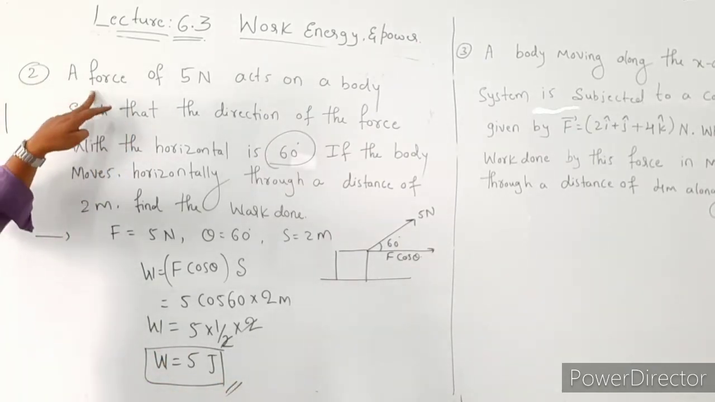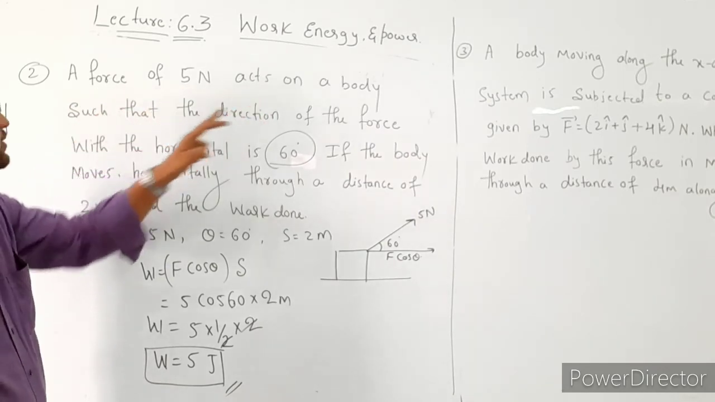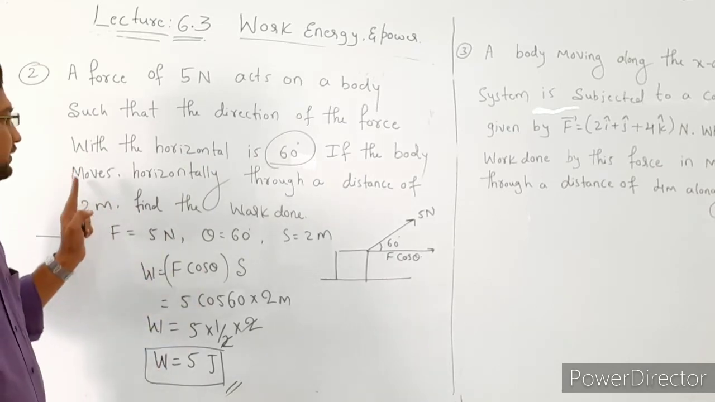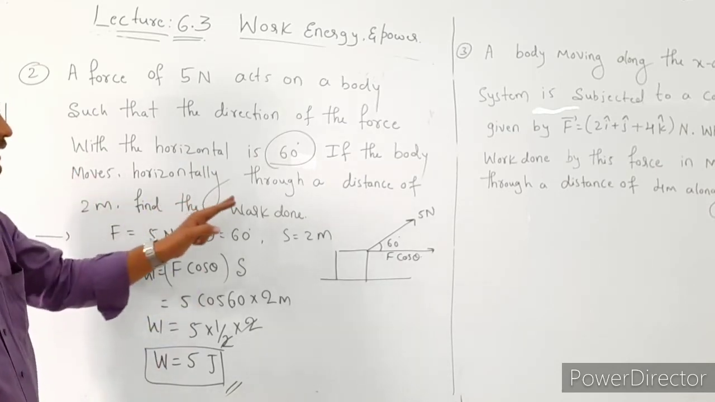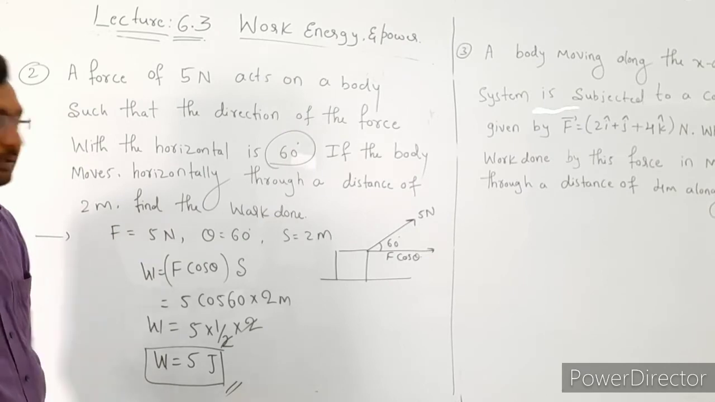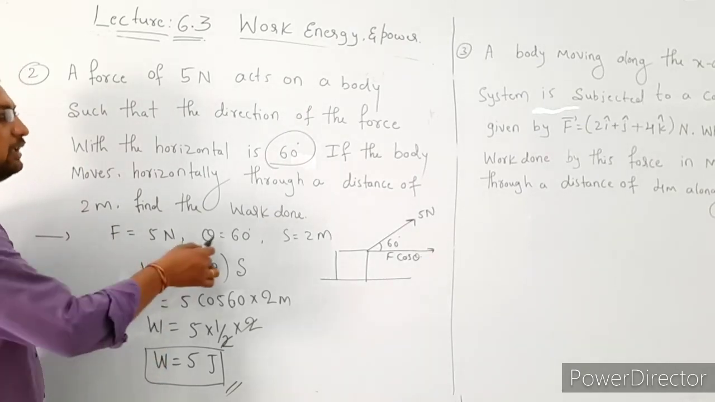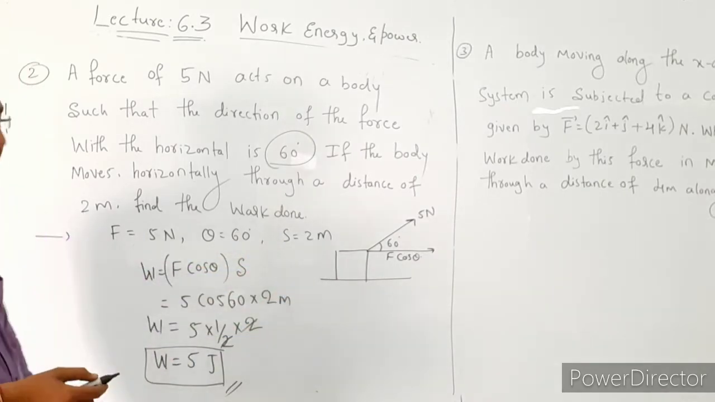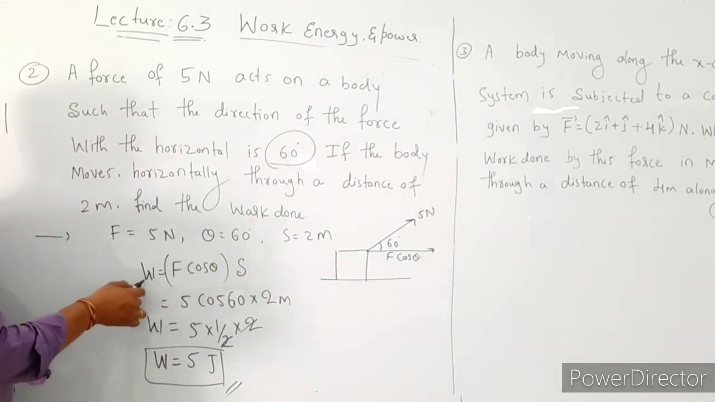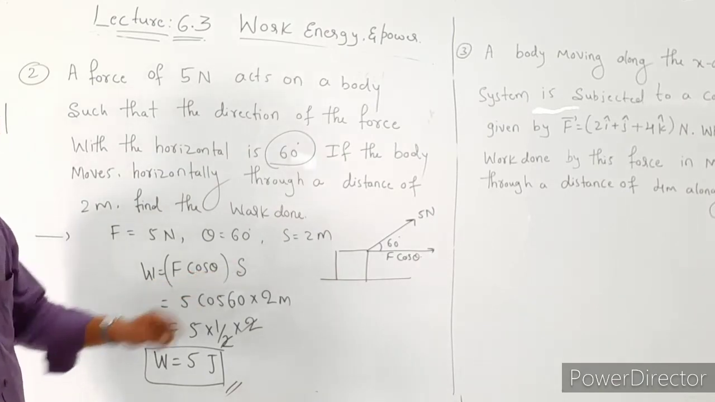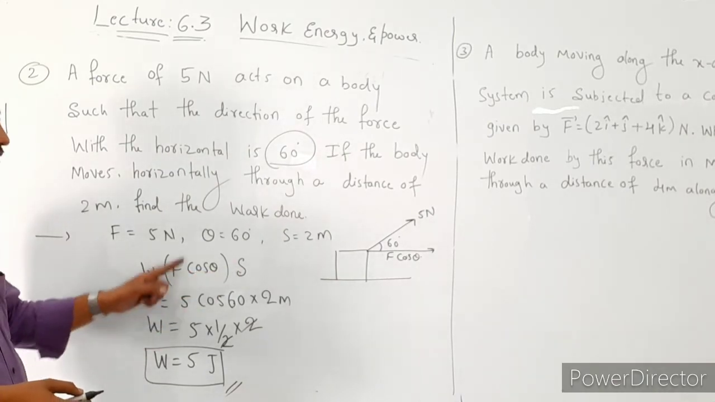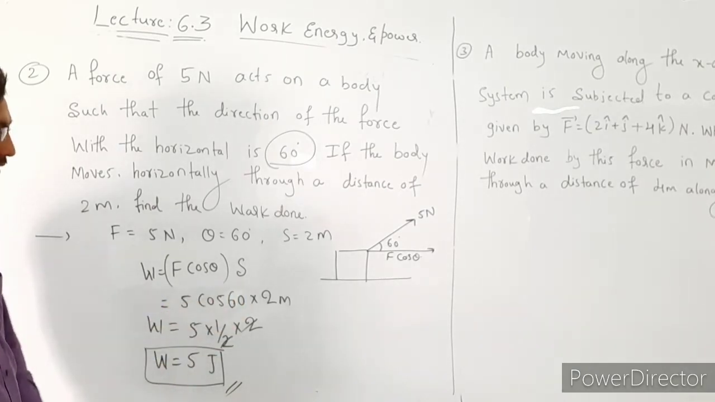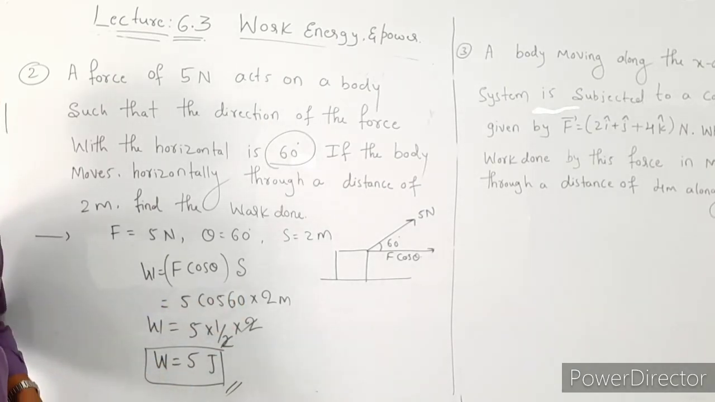In this problem they are given a force of 5 Newton acting on a body such that the direction of the force with the horizontal is 60 degree. If the body moves horizontally through a distance of 2 meter, find the work done. Here force is 5 Newton, theta is 60 degree along the horizontal direction and the displacement is 2 meter. The formula to calculate the work done is F cos theta into displacement. Here F value is 5, cos 60 into 2 meter, cos 60 value is 1 by 2, which gets cancelled. Then work done is 5 joule.